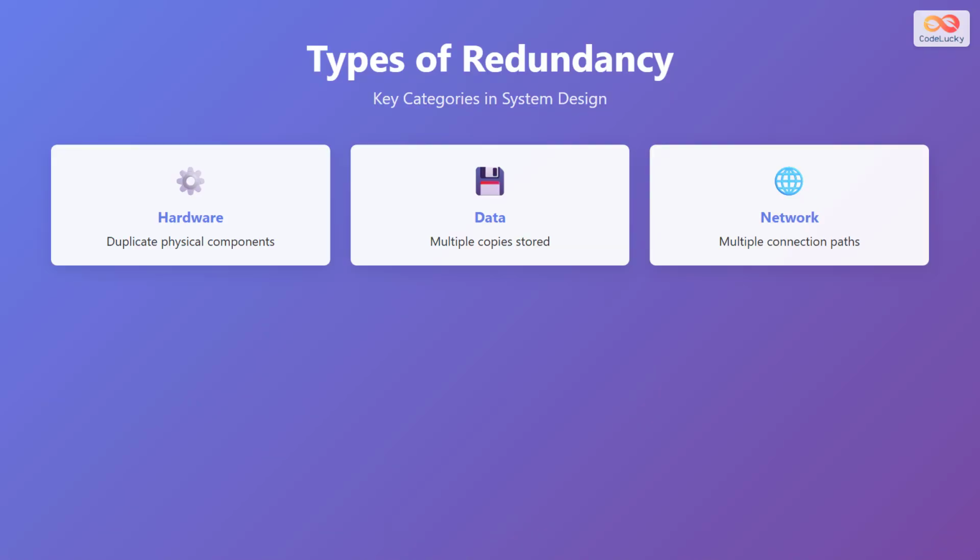There are three main types of redundancy used in system design. Hardware redundancy involves duplicating physical components like servers or drives. Data redundancy means storing multiple copies of information across different systems. Network redundancy provides multiple connection paths so data can flow through alternative routes if one path fails. Each type serves a specific purpose, and often systems use a combination of all three to achieve maximum reliability.